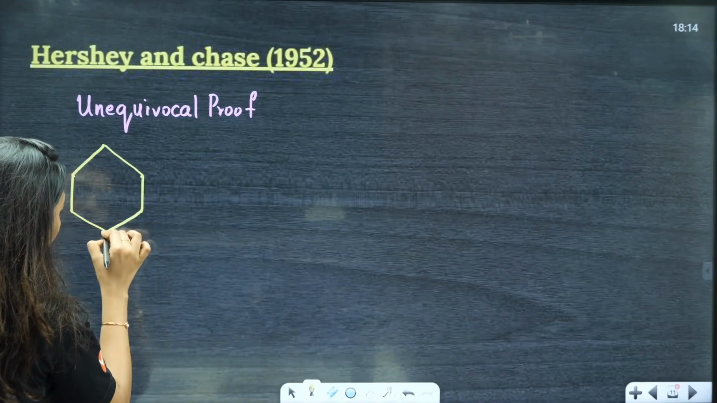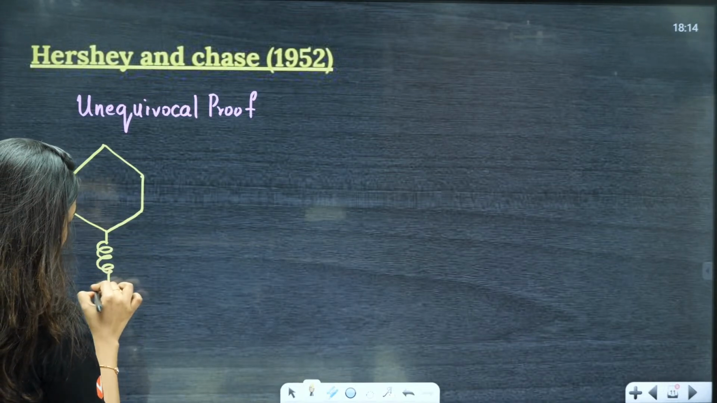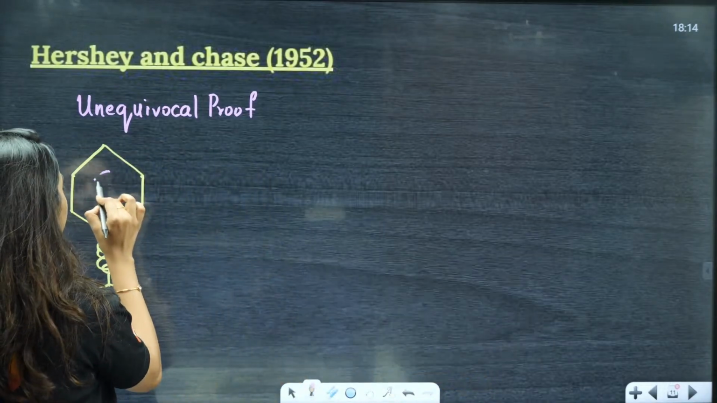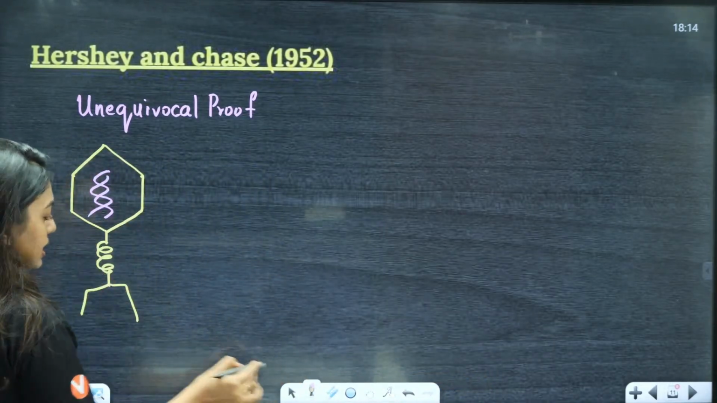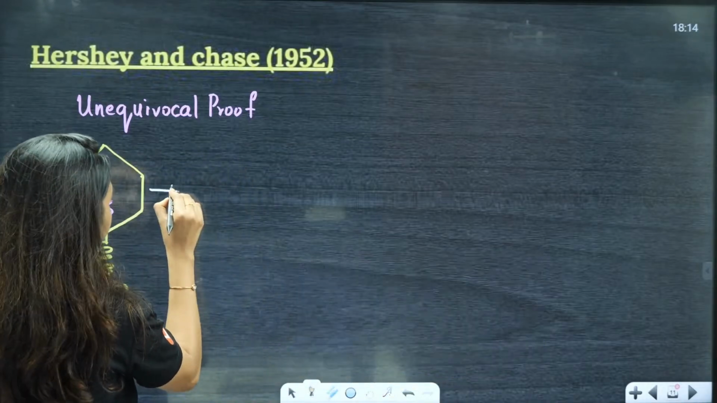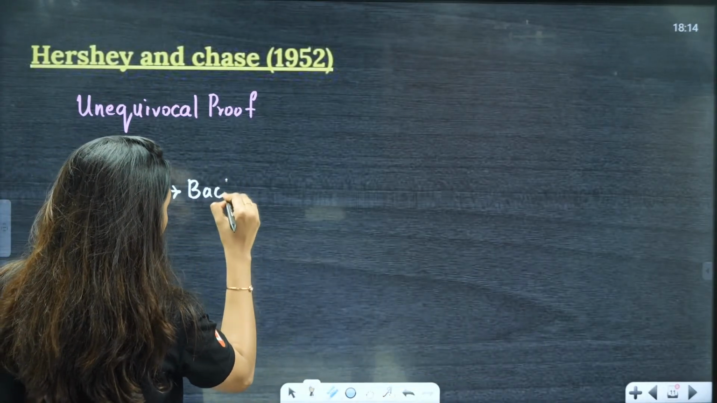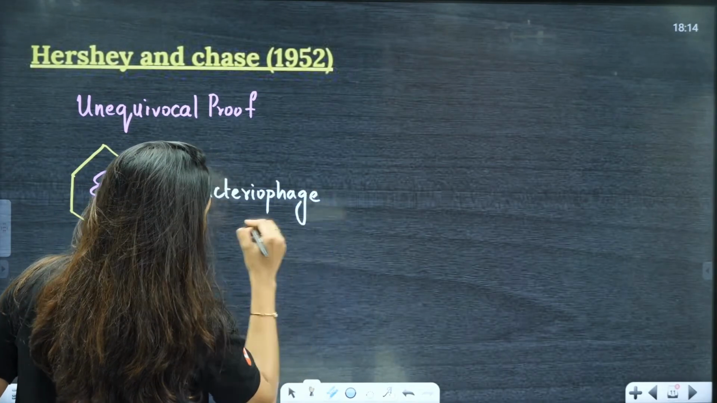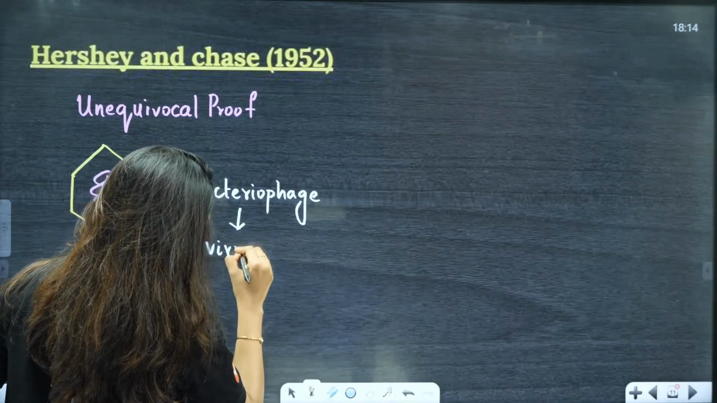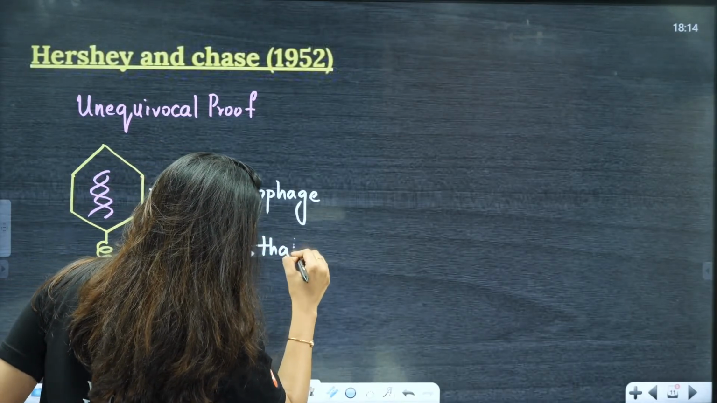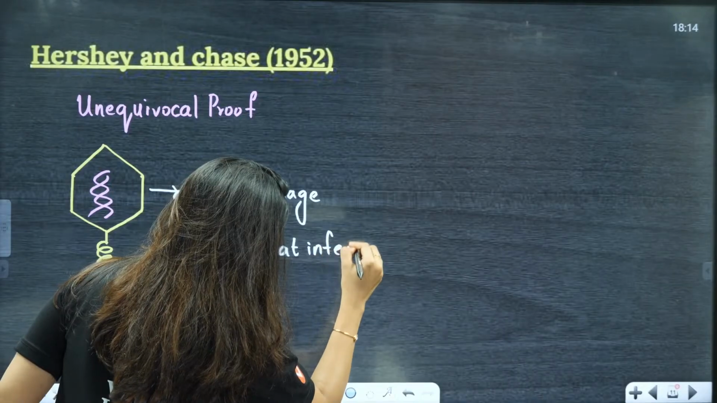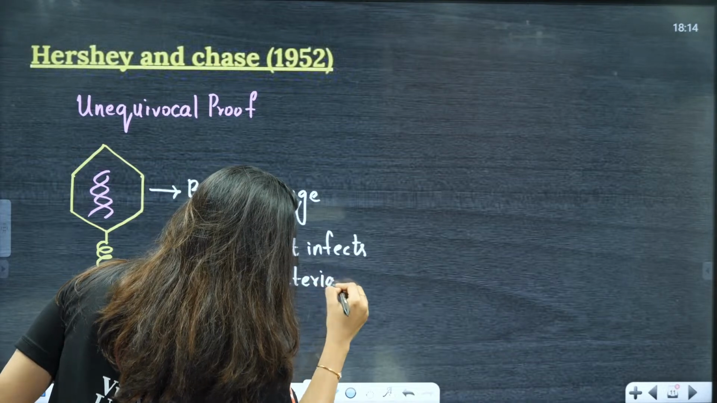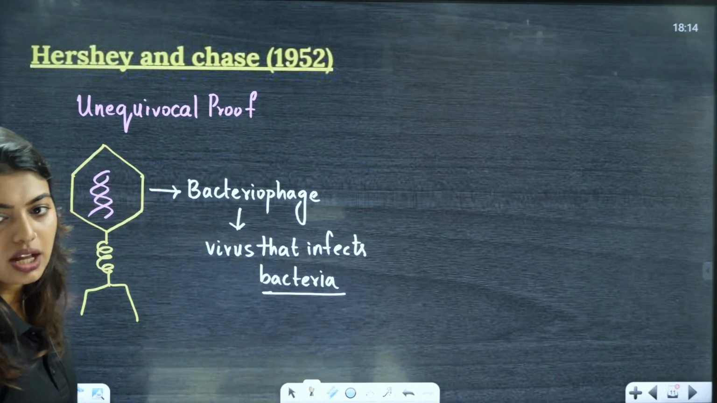Now what is a bacteriophage? This is why your 11th topic is important for you to understand. Okay, a bacteriophage is a virus that infects bacteria. It is a virus that infects bacteria. Now they used that.